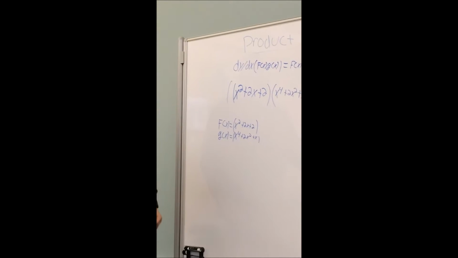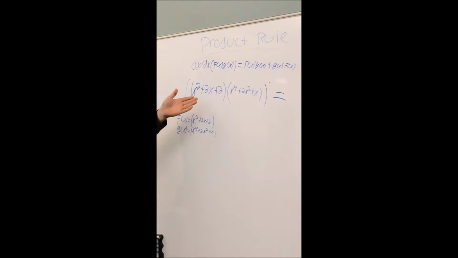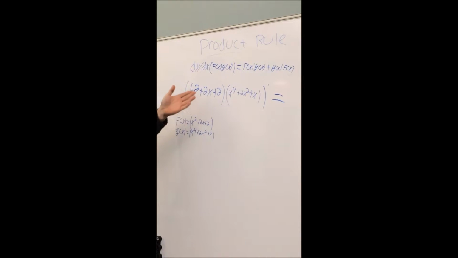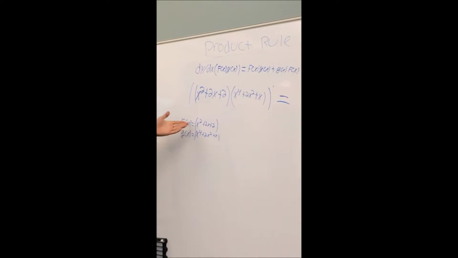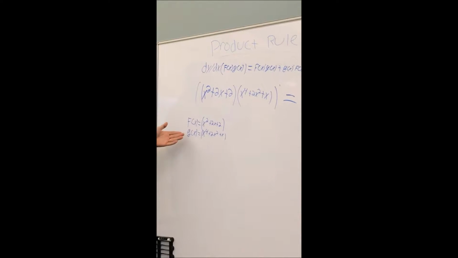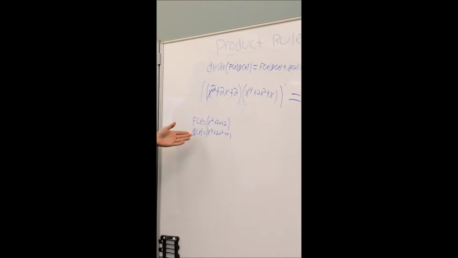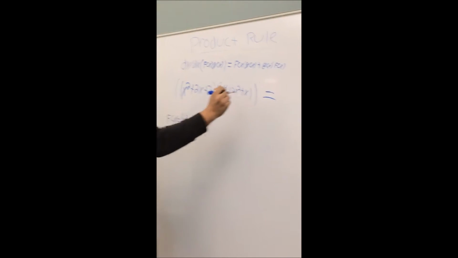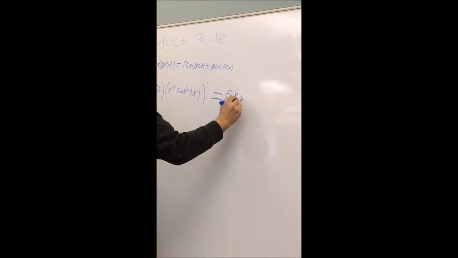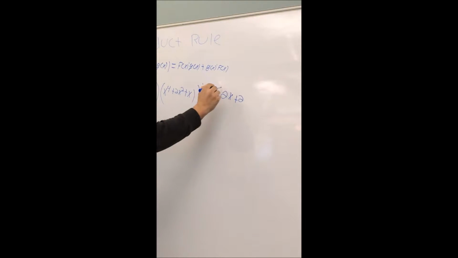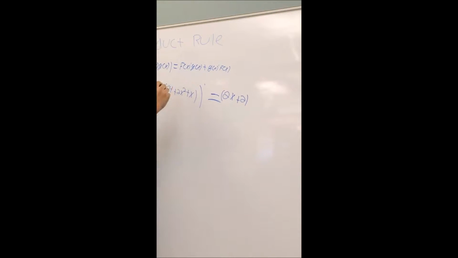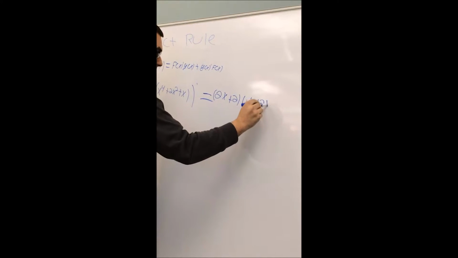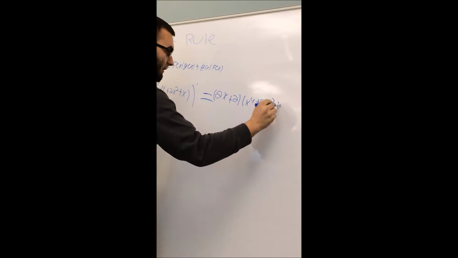A more complicated problem: we have x squared plus 2x plus 2 times x to the fourth plus 2x squared plus x, and we want the derivative of that. So for f of x, we have x squared plus 2x plus 2, and for g of x, we have x to the fourth plus 2x squared plus x. In this problem, we take f prime of x, so that's 2x plus 2, and then we multiply that by the original g of x, so we have x to the fourth plus 2x squared plus x.